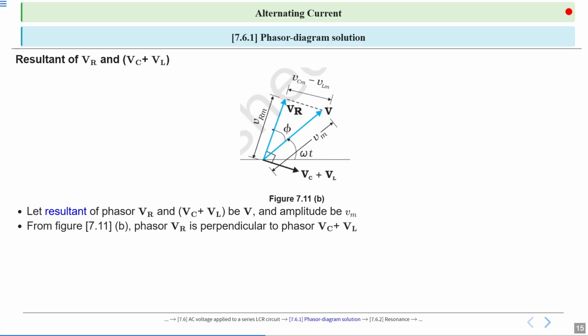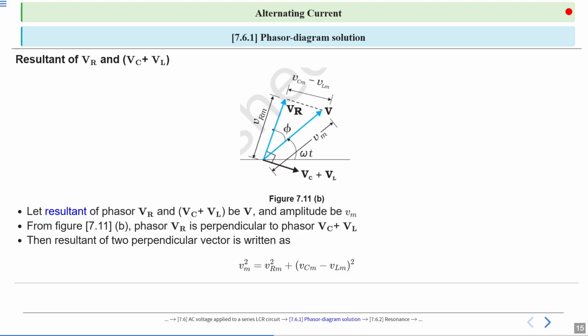From figure 7.11b, phasor VR is perpendicular to phasor VC plus VL. Then the resultant of two perpendicular vectors is Vm square equals VRm square plus the square of the amplitude of VC plus VL, which is VCm minus VLm. We take the square of both amplitudes, so there is no need to put the mod sign, because when we square it, it becomes a positive value.